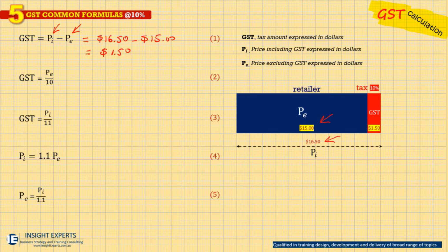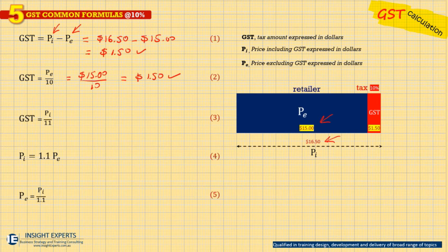Now, the other way of calculating GST is equation number 2. Equation number 2 states that to calculate the GST, all you have to do is simply divide the price excluding GST by 10. In this case, the price excluding GST is $15 over 10, and again, that is equal to $1.50. So I get exactly the same answer.